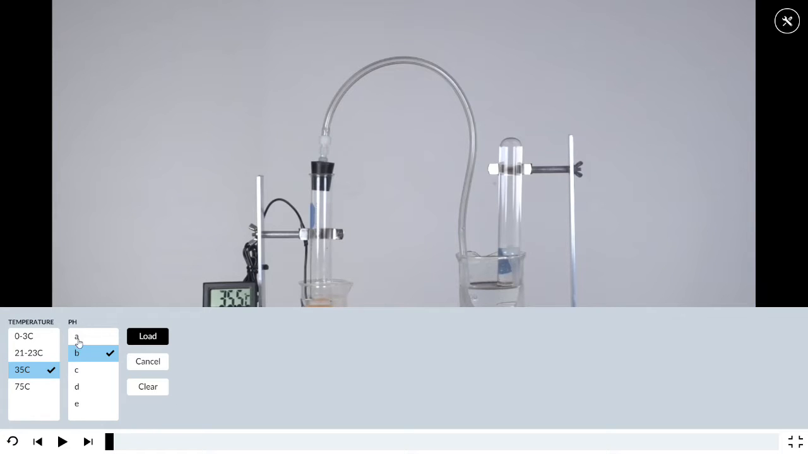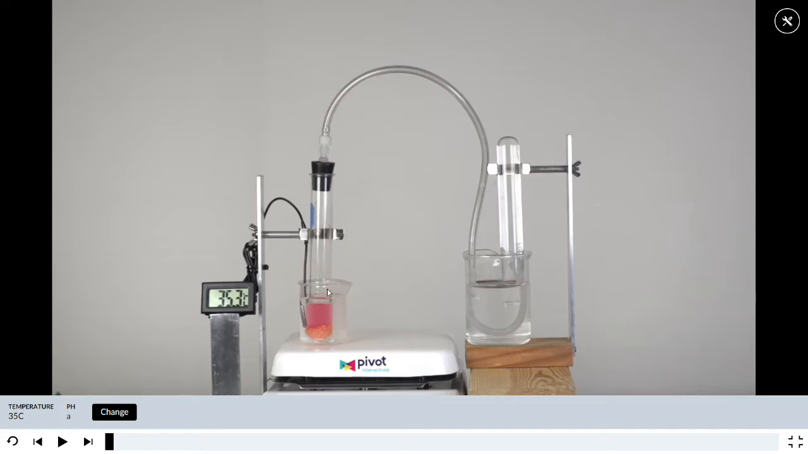settings. And another clever feature here is that the pivot setup does not tell them what each of these pHs is. So if they choose pH A, it's a little bit of a mystery as to what that pH might be, and it requires them to figure that out, sort of investigate that on their own. The only clue they get is the color of the liquid in the test tube.